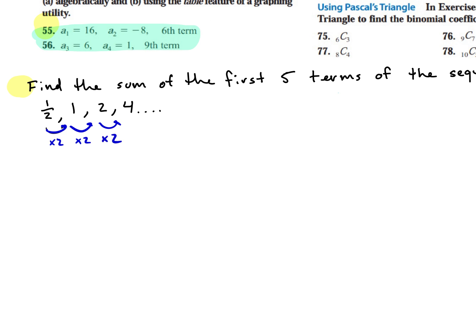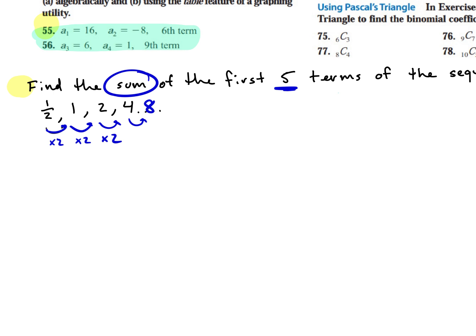I could keep this pattern going and find the last term of the sequence if I wanted to. So I can multiply by 2 to find my 5th term because it asks the sum of the first 5 terms. So that would be 8. You could also plug it into the formula to find your 5th term. Then it's asking for the sum. So we're going to use our sum formula.